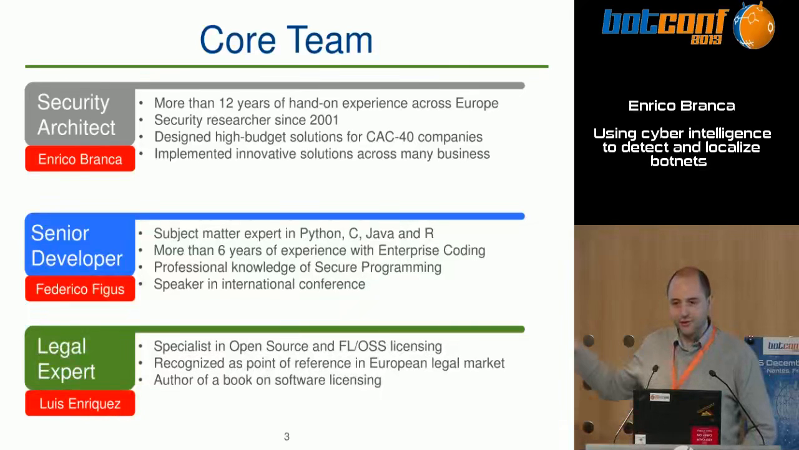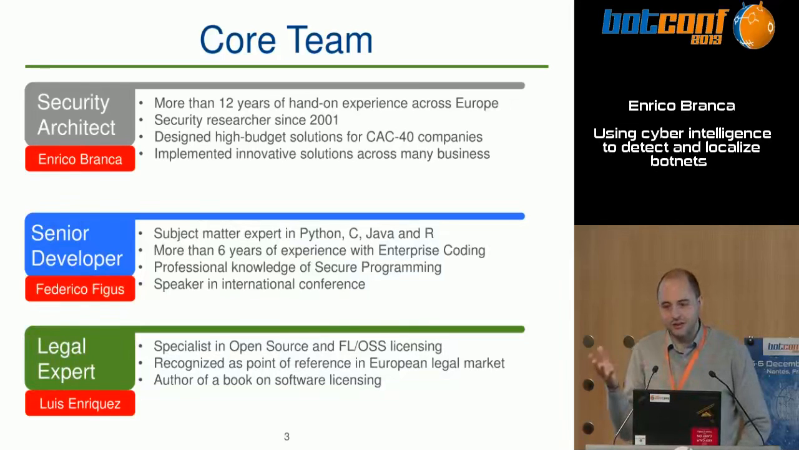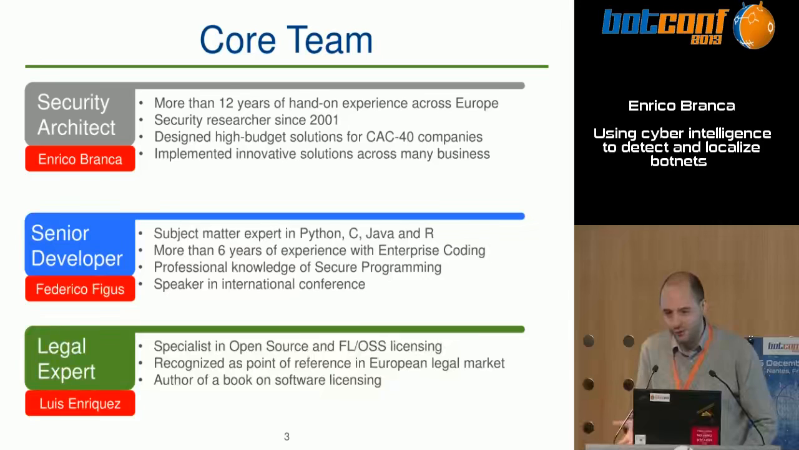I work with 3 guys, one software developer, very good in secure coding, and a lawyer, because for this stuff you need a lawyer. Why? Because when you work with intelligence stuff, if you do it properly, 90% of the time you find what you don't want to find, and you have no idea what is the implication of what you found.